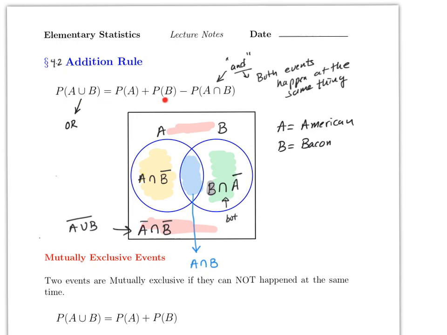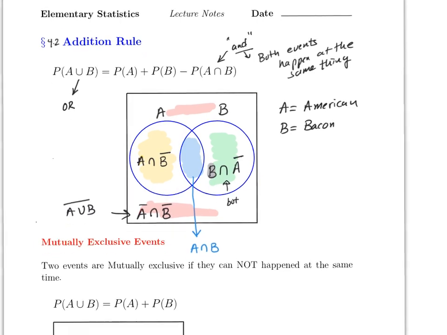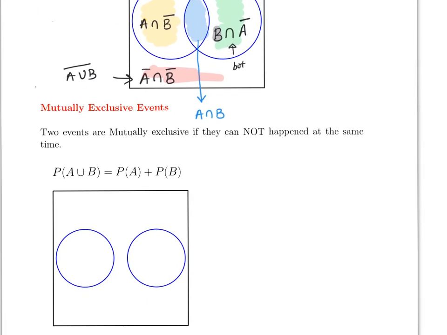This is the official formula. There is a special case to this where this is not here. If this is not here, that means that the two events are mutually exclusive. Notice how it's missing this part. So mutually exclusive means that this is equal to 0.